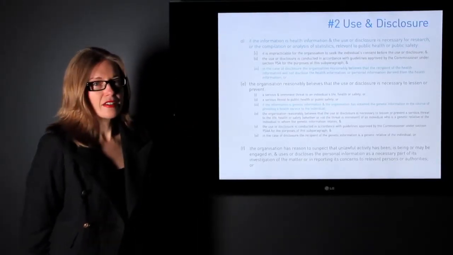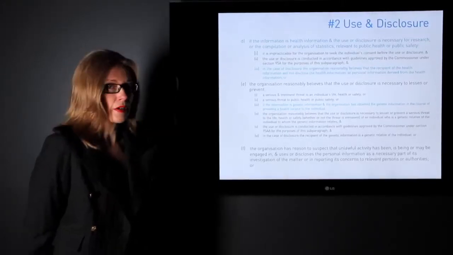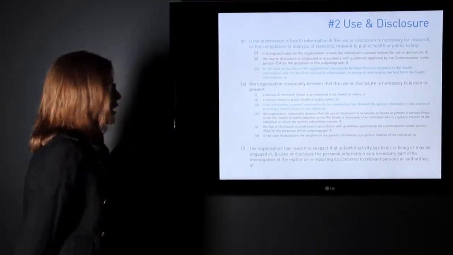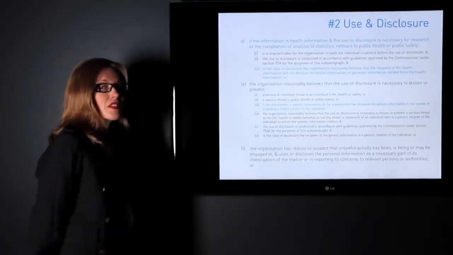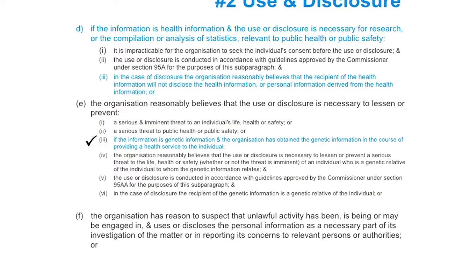So this basically means that you're not going to share the patient's information with anyone else unless the patient does specifically ask for it. The other thing that is relevant specifically for health is here. If the information is genetic information and the organisation has obtained the genetic information in the course of providing a health service to the individual.